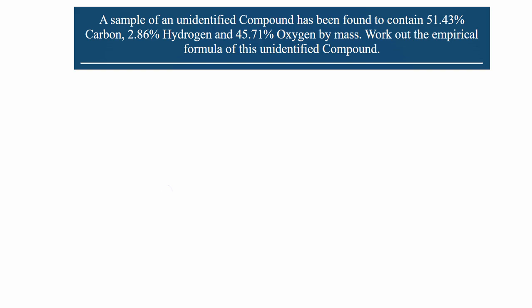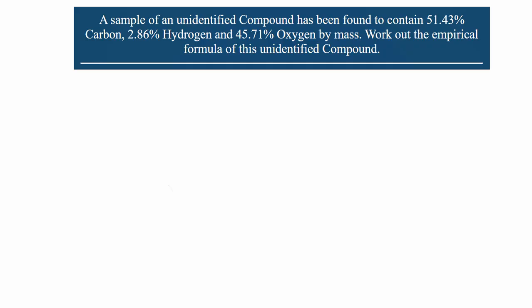In this case, what we have is an unidentified compound, and we need to work out the empirical formula. In terms of elements, we've got carbon, hydrogen, oxygen. And so how am I going to approach this?